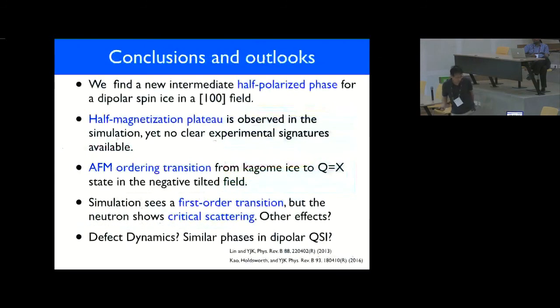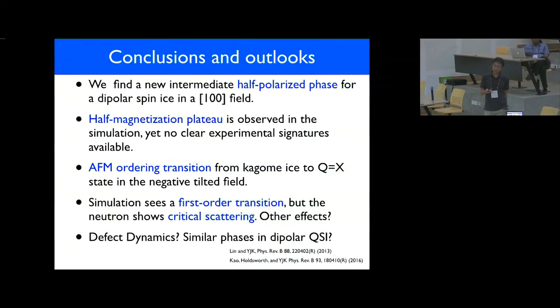Okay, so let me conclude. If you put a dipolar spin ice in a 1,0,0 field, we found a new phase, which is called a half-polarized phase, which is stabilized by this dipolar interaction. And it shows very strong similarity with the phase diagram in the 2D Bose-Hubbard model. But how these two physics are mapped, we still don't know.